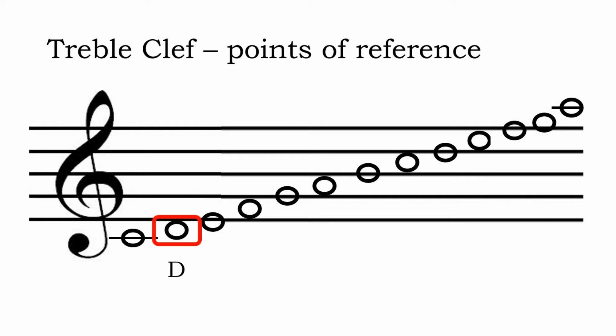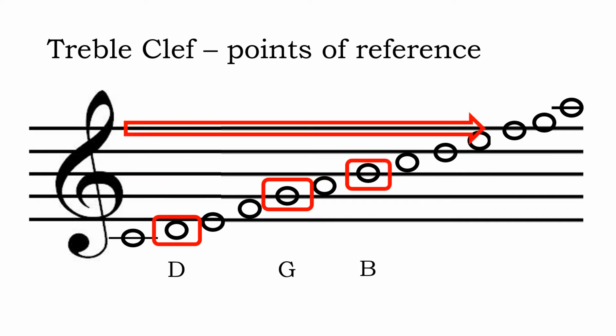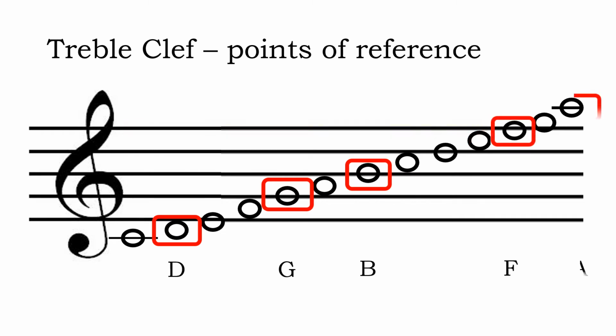The note underneath the bottom line of the stave is D. The G line, the middle line is B, and the top line is F. As well as this, you can look at the first ledger line, which is an A.